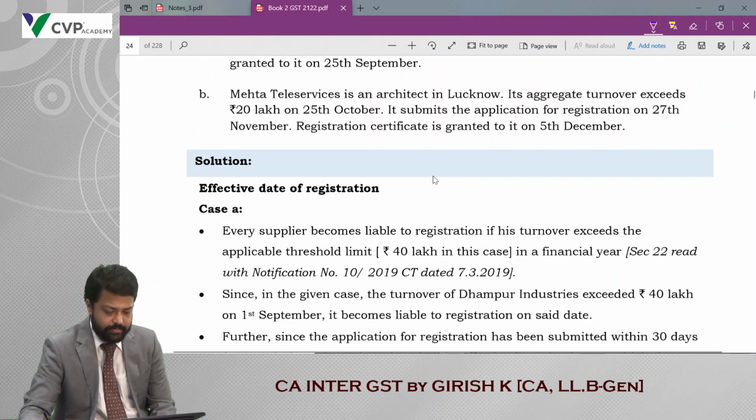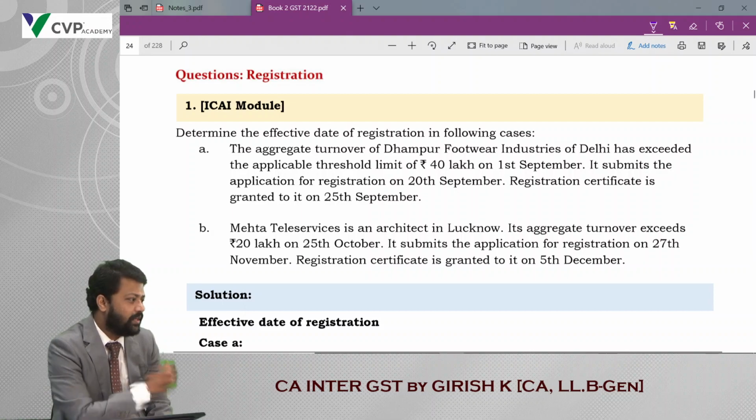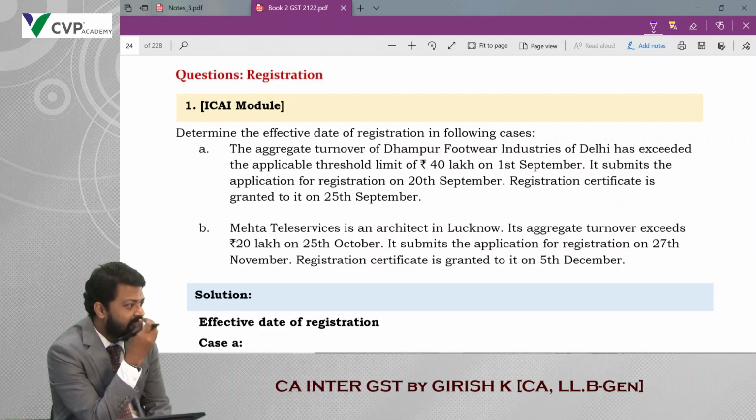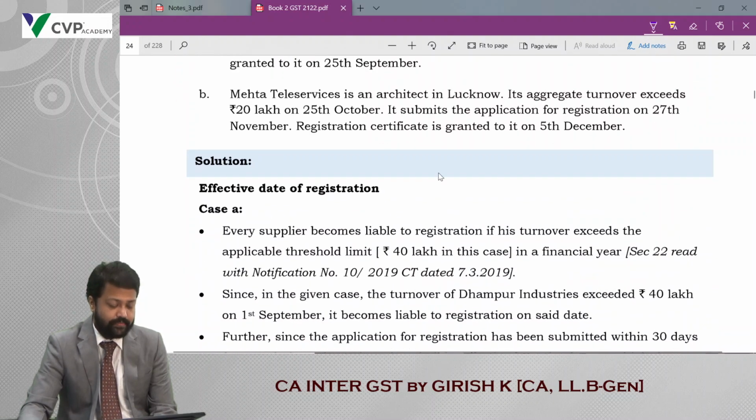Every supplier becomes liable for, okay, let's read the second question and then let's try to answer. Mehta Teleservices is an architect in Lucknow. His aggregate turnover exceeds 20 lakhs on 25th October. It submits the application for registration on 27th November. Registration certificate is granted on 5th December. So let's see how the answer is different in both the cases.